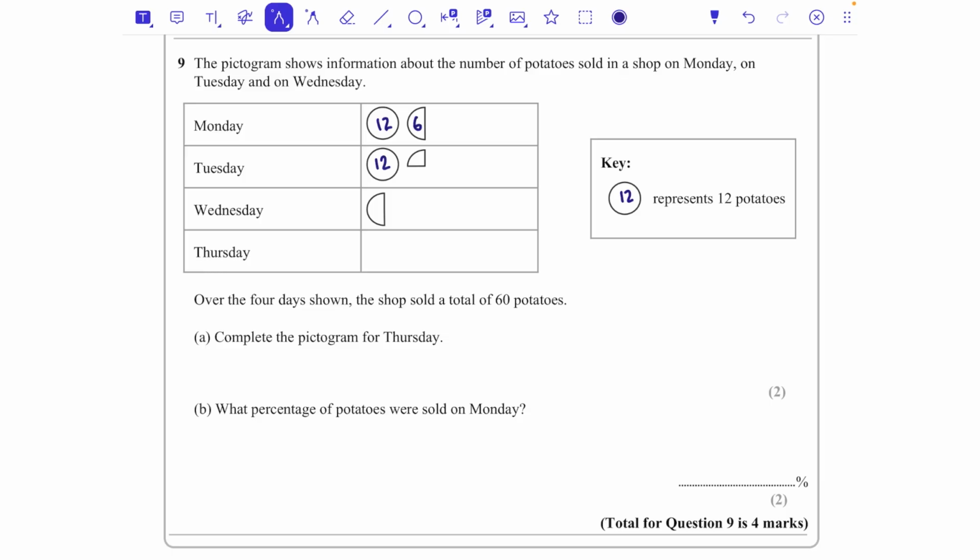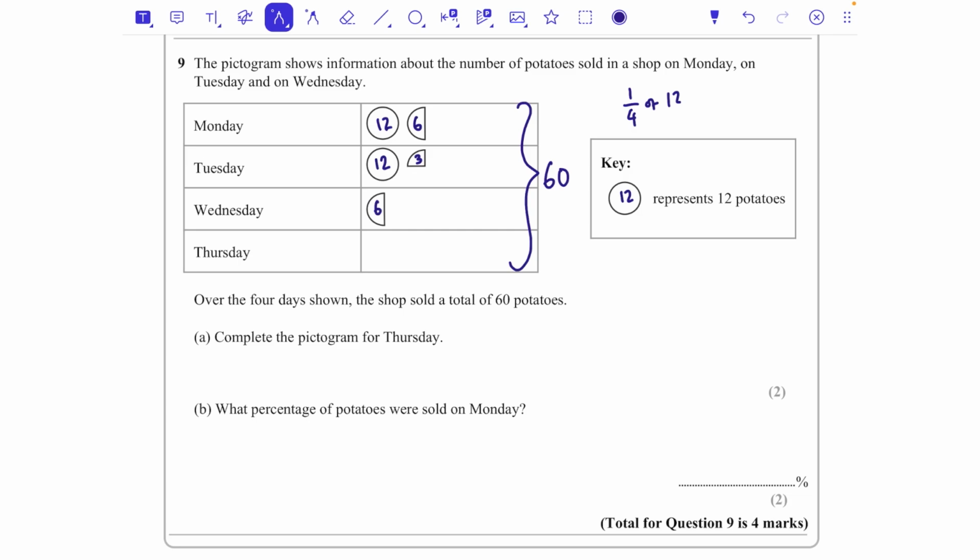This is 12. A quarter of a circle is a quarter of 12. And a quarter of 12 is the same as dividing by 4. So that's going to be 3. So we've got 3 there, and this one is 6. Okay, over the 4 days, the shop sold a total of 60 potatoes. Complete the pictogram for Thursday.